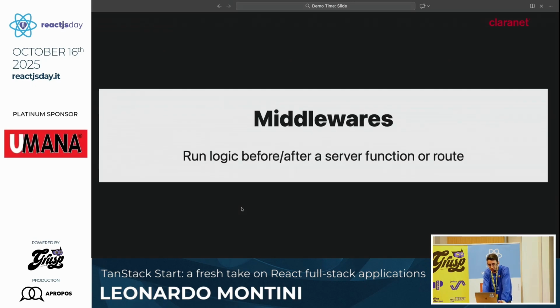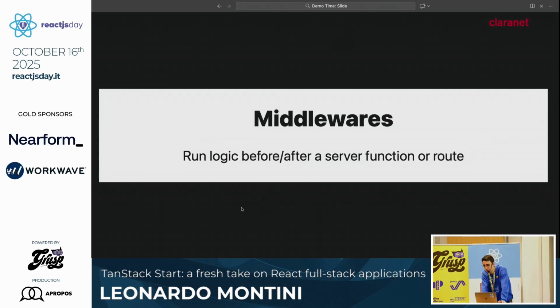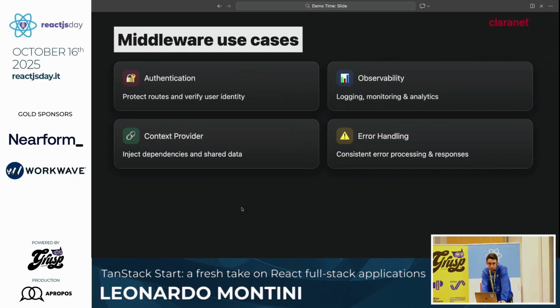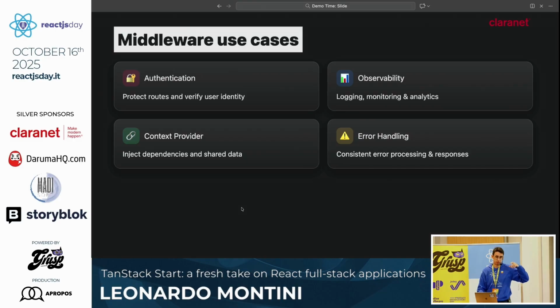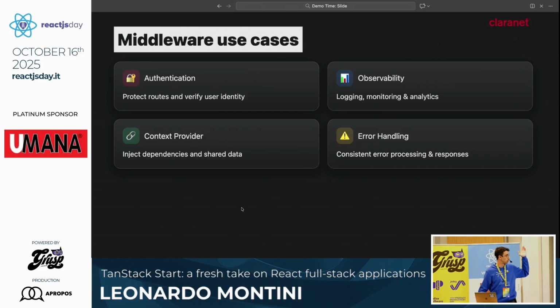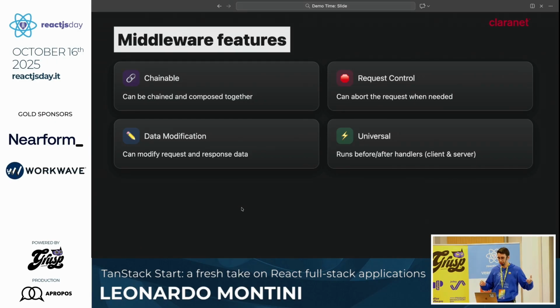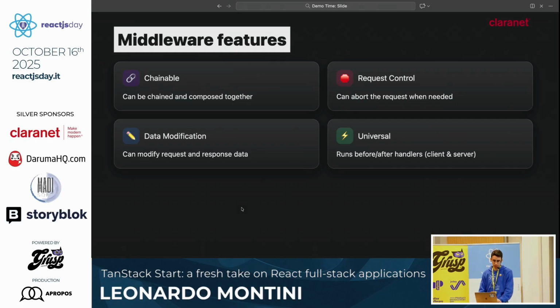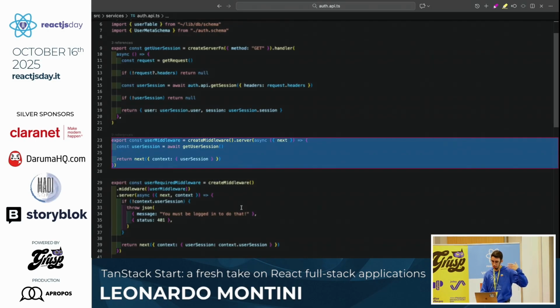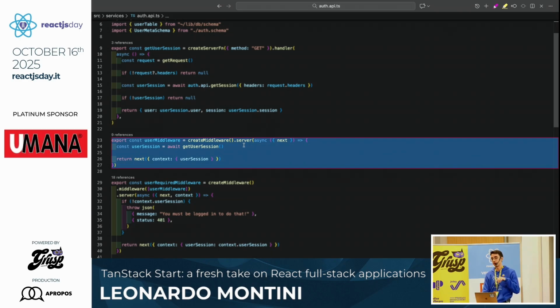You might need authentication, and that's what middlewares are for. Middleware is a function that runs before and after your server function, useful for authentication, observability, and other cool stuff. And they're chainable, they can control the request, they can modify the data. So there's basically a reusable logic you can hook into the server function. You can define one with the same syntax. And here, notice .server, this is only going to run on the server.